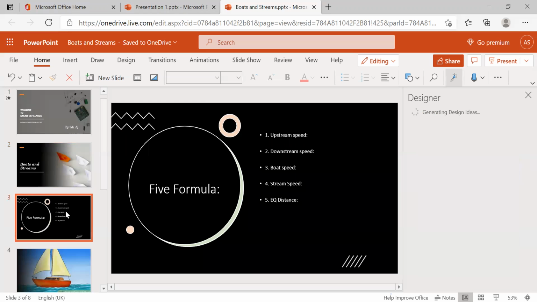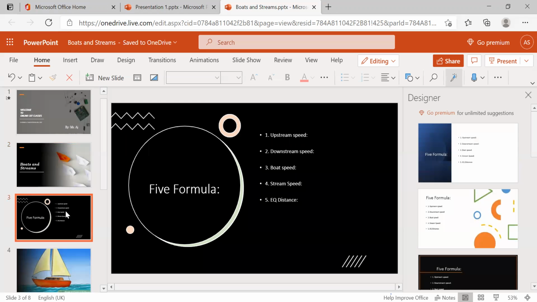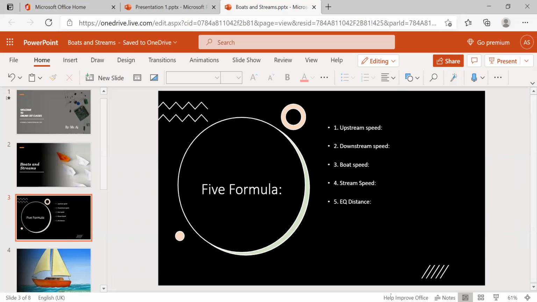So here, the terms I told you, the new terms will come into the picture. You can see upstream speed. Upstream is a new term here in boats and streams, and downstream, boat speed, stream speed, and equate distances. These five formulas are very important to solve any type of problem in boats and streams. First we'll discuss what is upstream, what is downstream, then what is boat speed, and then we'll find out the formulas.